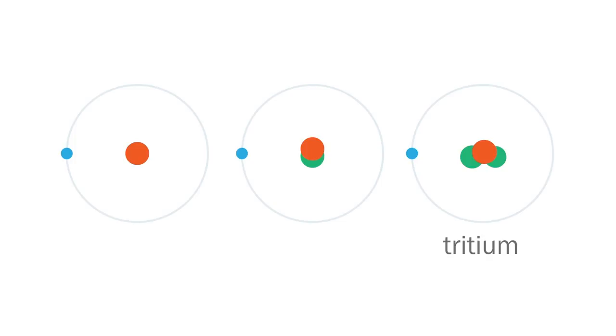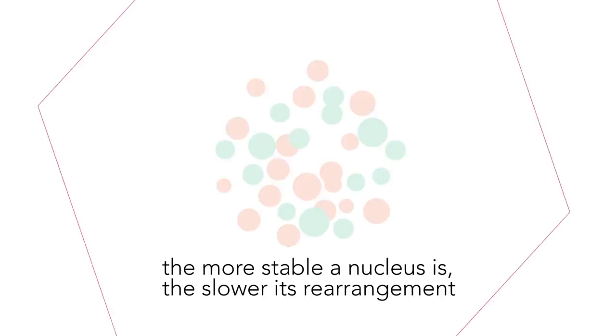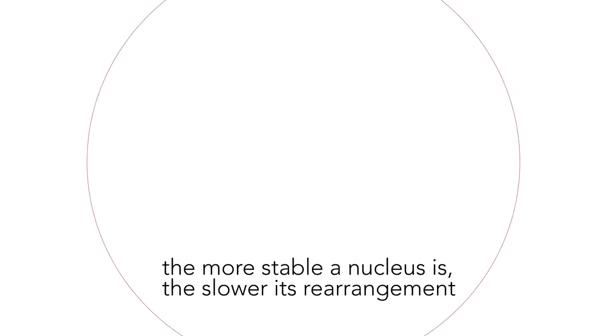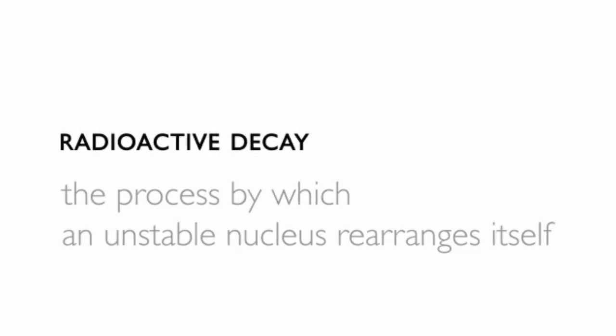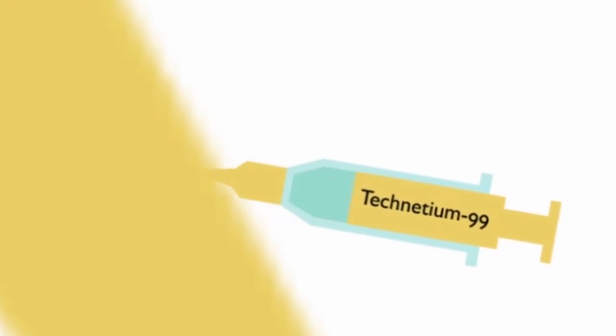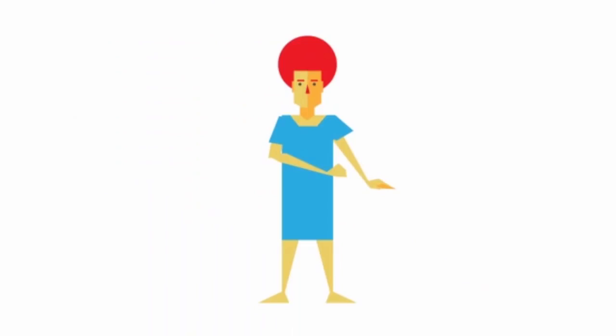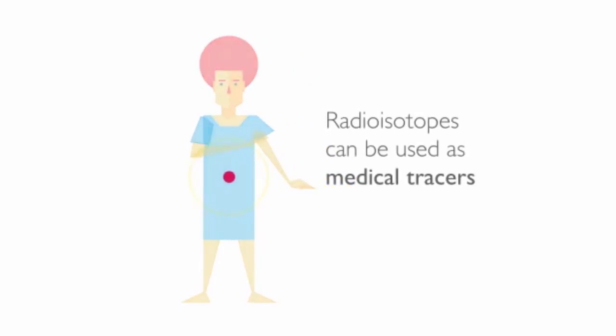The more unstable a nucleus, the faster it will try to rearrange itself into a more stable state, and another name for this process is radioactive decay. Radioisotopes are often used in medicine to trace aspects of body chemistry or blood flow. For example, a small amount of the radioisotope technetium-99 may be injected into the bloodstream to show up on medical imaging and X-rays, and this is known as a medical tracer.